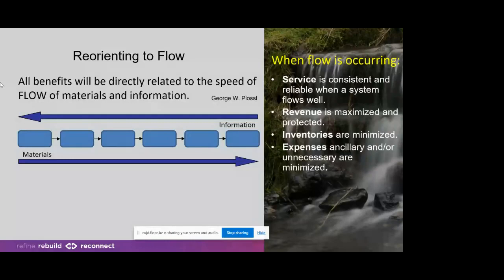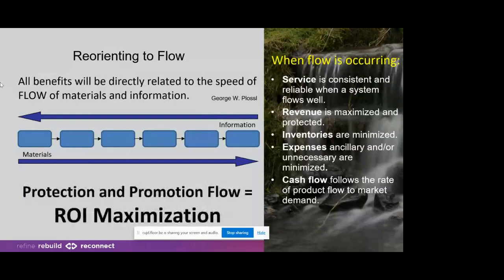And then in addition, we also know that when we have good flow, we have our minimal expenses. And so our costs go down when we have good flow. And finally, the last incredibly important flow of supply chain, it's cash flow. So cash flow follows the rate of our product flow to our market demand. So a company can be incredibly profitable and go out of business because they run out of cash. And so that's a critical thing.